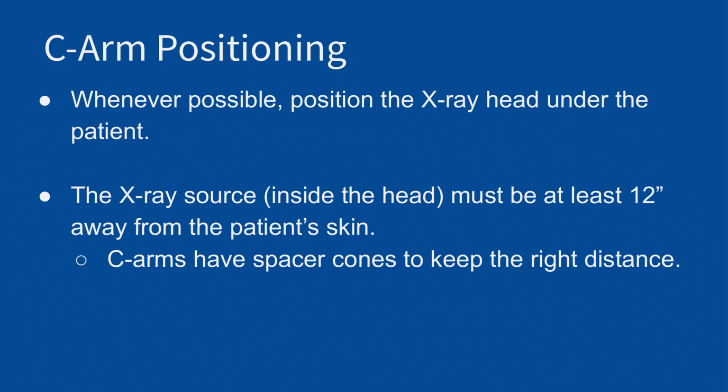The most important thing you can take away from this is that the X-ray head should always be positioned under the patient. You should really never put the X-ray head above the patient or really above the table. The X-ray source really should be about 12 inches away from the patient's skin. And again, most C-arms do have a spacer cone to keep that right distance already in place. We'll be taking a look at some of the reasons for why you want the X-ray tube under the table in one of the next lectures.